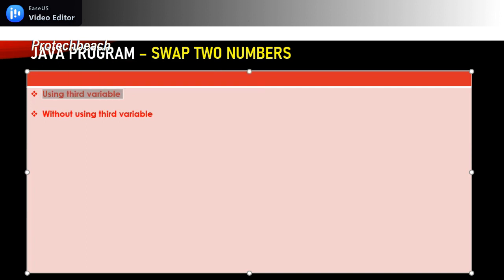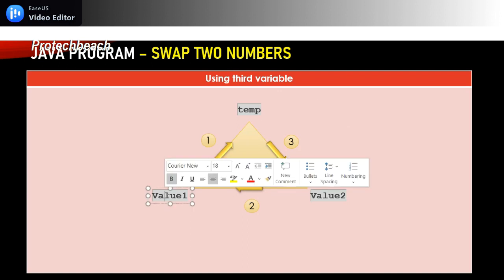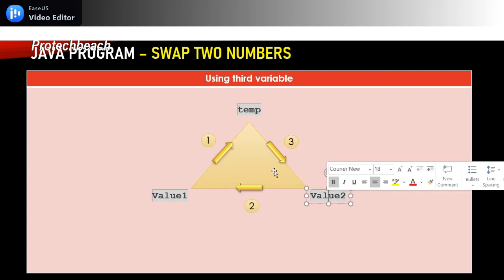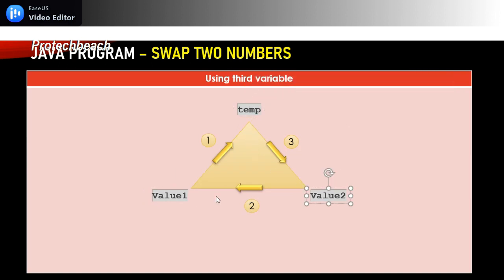First we'll see the logic. Okay, if you remember this diagram, it will be very easy for you to do the first method using the third variable. Variable 1 I have taken, variable 2 also I have taken, and a temporary variable, the third variable, I have taken. So after execution of the program, we need to swap these two values. In this diagram, I have mentioned the 3 steps actually.